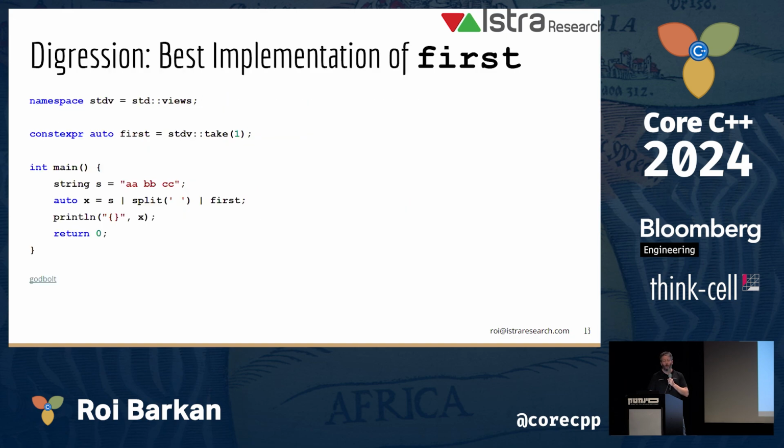Before I use that information to write an actual first adapter that works, I want to take a quick digression. The best implementation of the first range adapter, if I needed to write it myself, I wouldn't write any class. I would just create a constexpr variable called first, which is just take one, take the first element of a range. This is just as good as any range adapter that I would write, much safer and much cleaner. But this is not what we're here to talk about. We want to talk about more complicated cases where we can't just compose things that already exist.